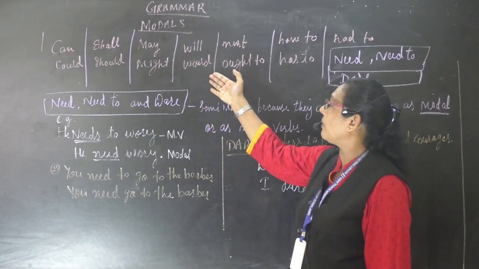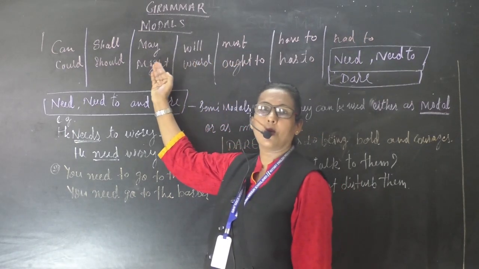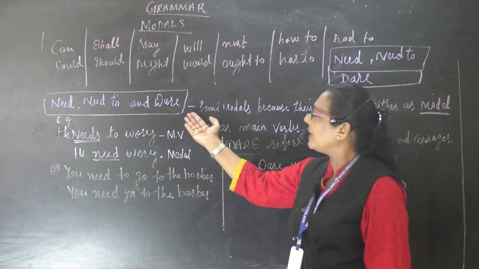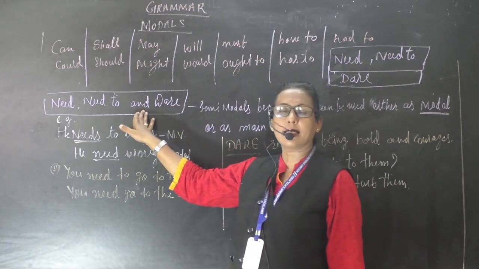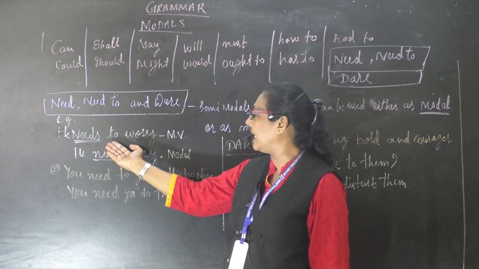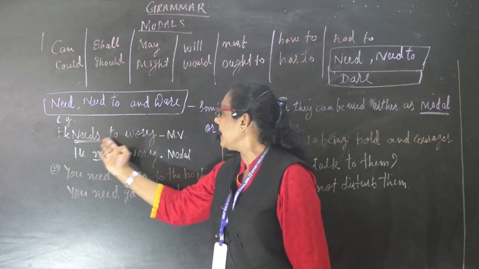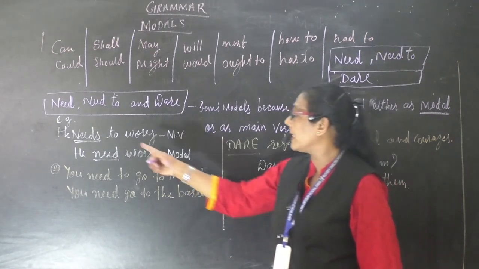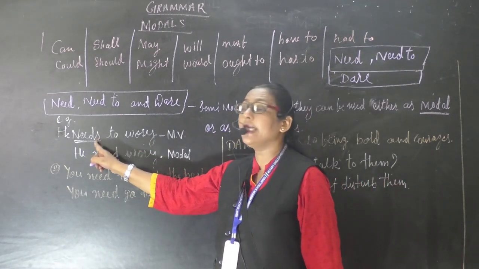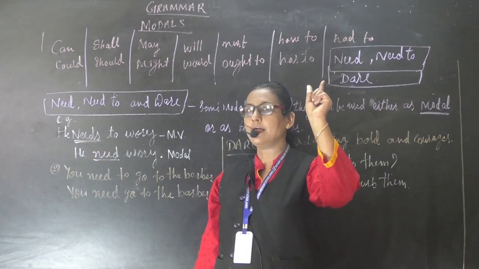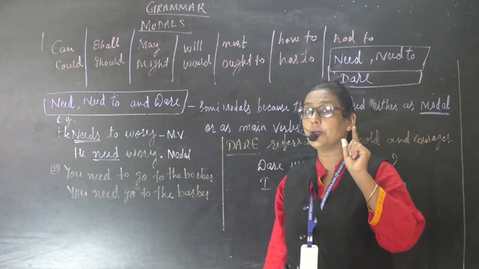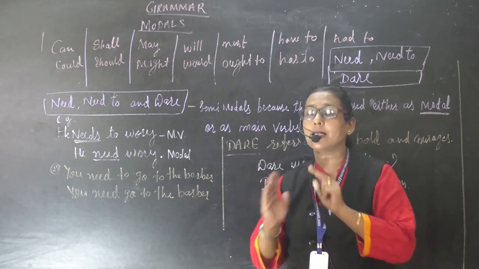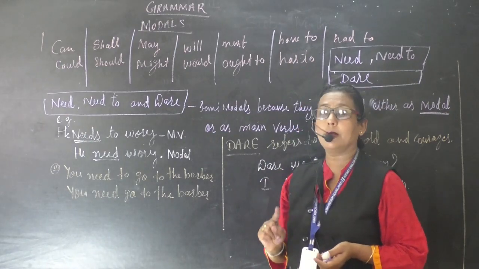We have seen all these things in yesterday's lecture. Now, as I said, these are the semi-modals. See the example: He needs to worry. He needs to worry, which is your need, needs. What was the modals' rule? We use the modals as it is. We never change.